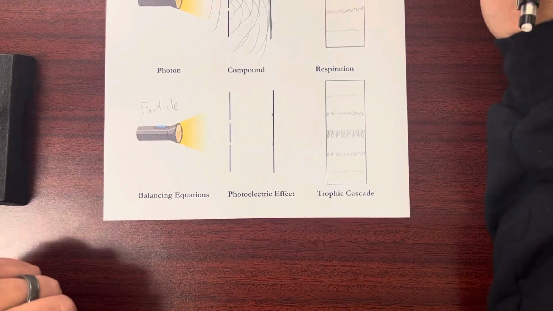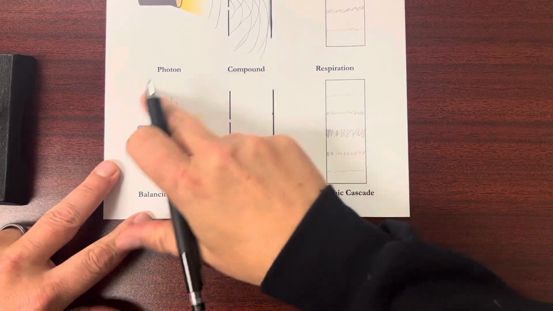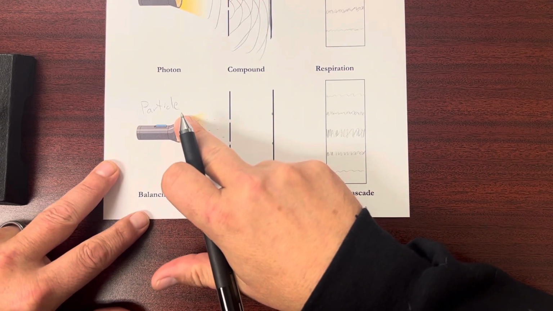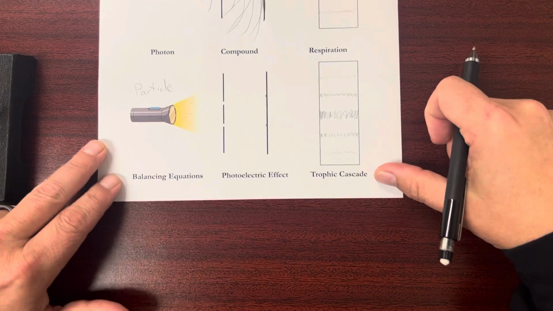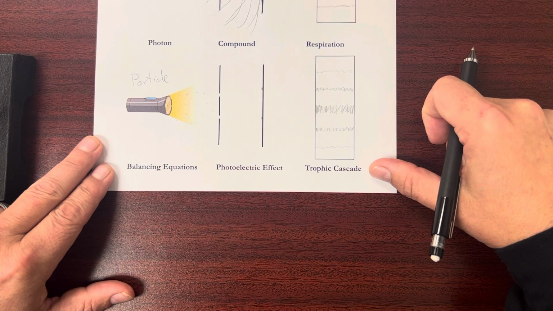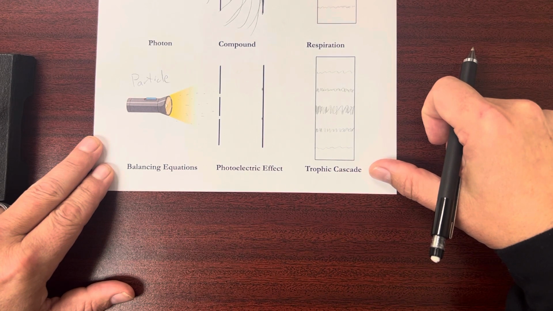And one of the ways that Einstein actually proved this idea of light as a particle was through a famous experiment that he did called the photoelectric effect. So circle the photoelectric effect. And that was one way that he helped to describe light as a particle.